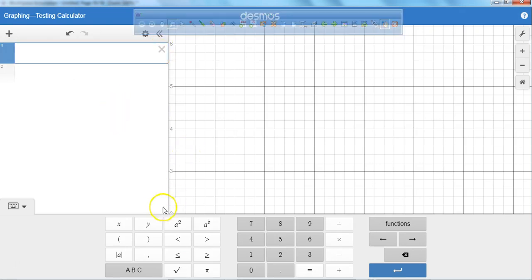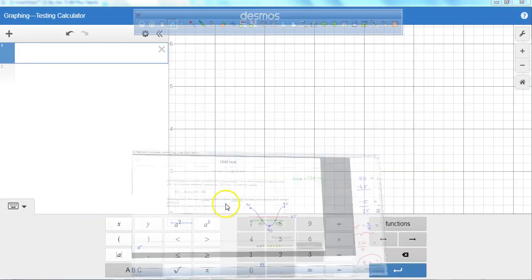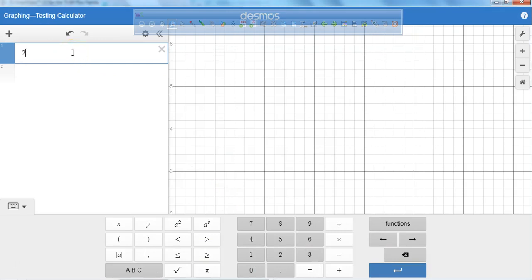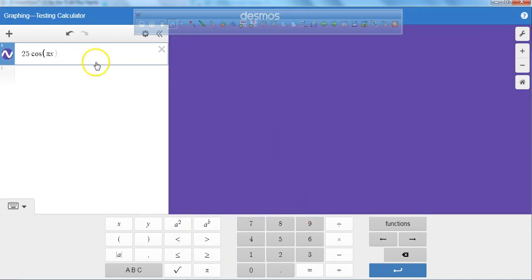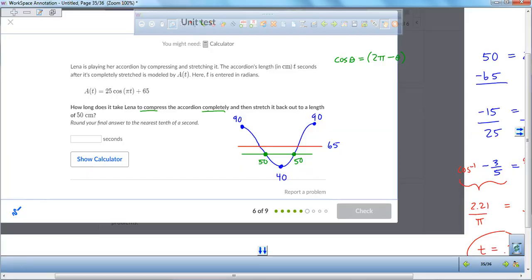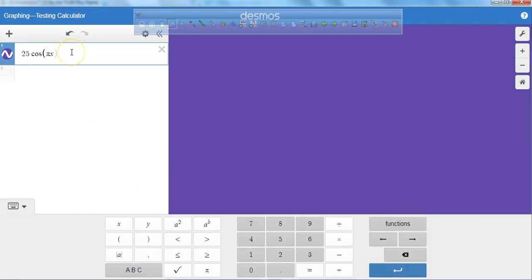Let's see here. I believe it was 25 cosine, and I'll put parentheses. We had a pi, then I'll put x instead of t. I know it's kind of hard to see right now. And then it was plus 65.